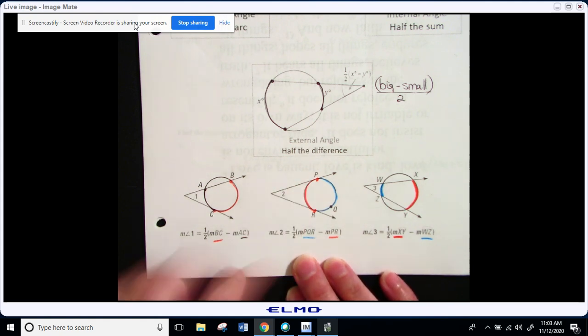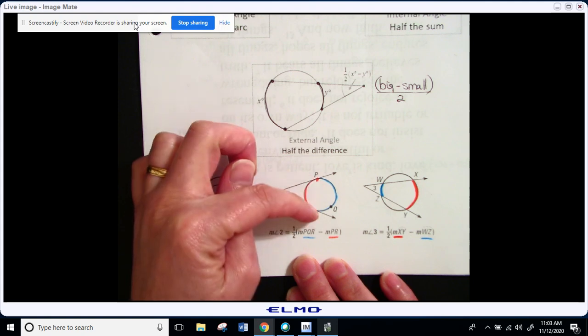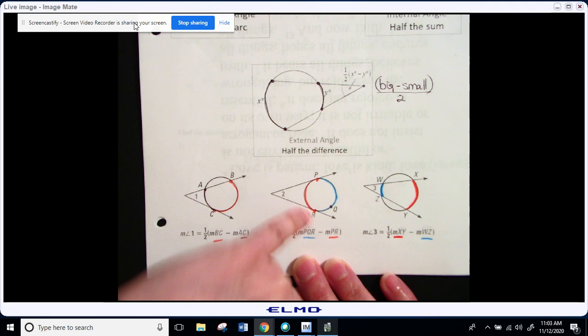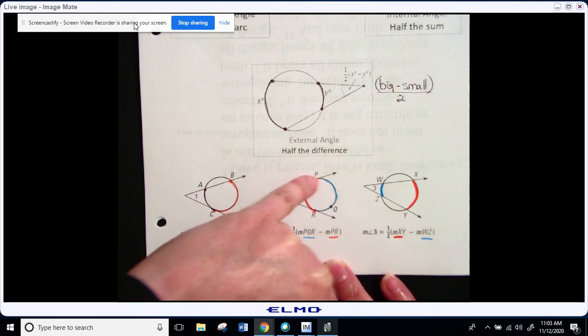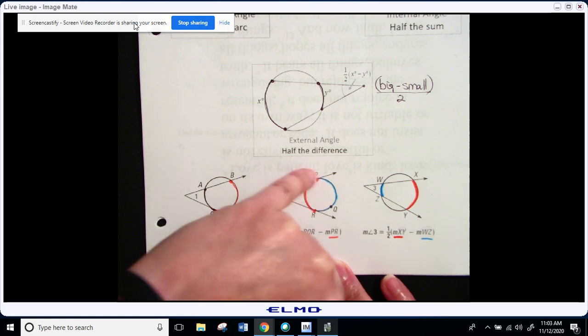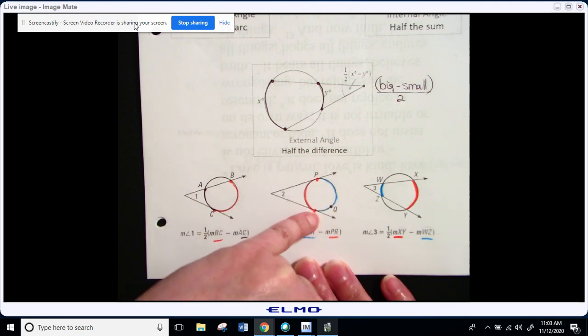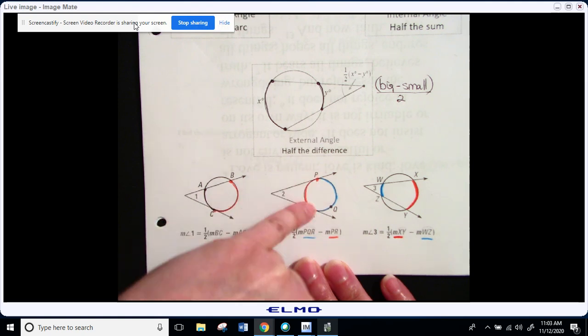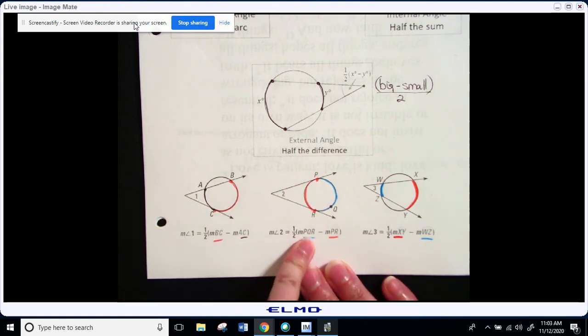Well, tangents only touch in one place. So what you're going to have here is an arc, the outside ones, right? This one out here is the larger one from P around to the R, PQR. And then I've got the smaller one that just goes from P to R. So it would be the measure of angle PQR minus this red one, divide by 2. Big minus little, divide by 2.